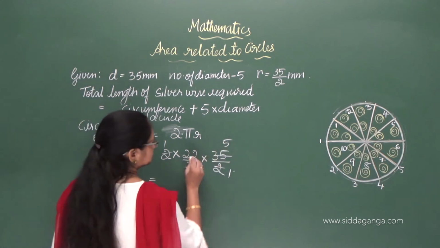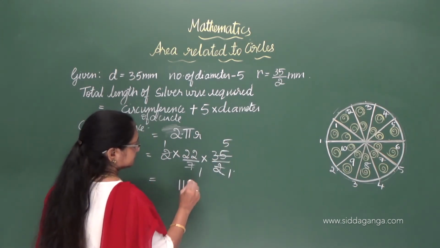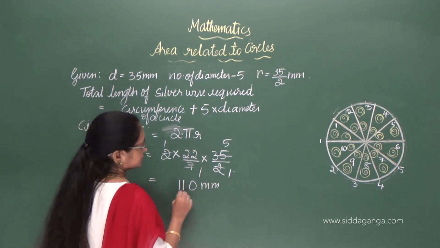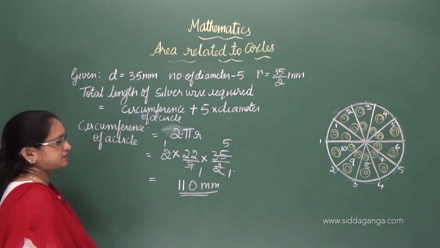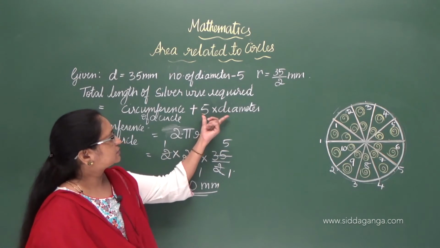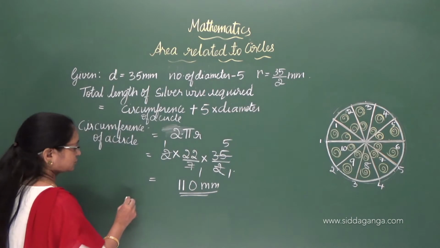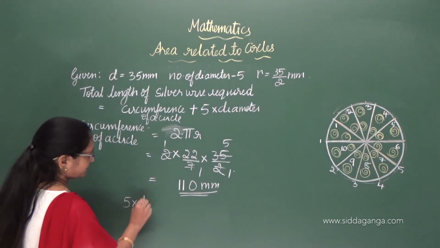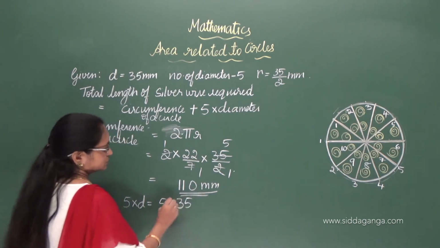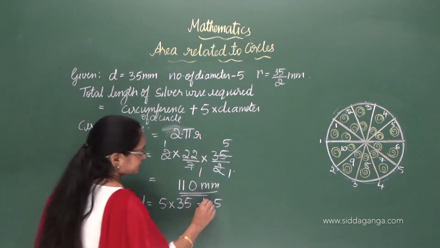Okay, now 22. So 5 2s are 10, 11. So this is the circumference, in millimeters. So 110 millimeter. Then what else do we need? We need the diameter. 5 into diameter. 5 into diameter, the diameter is 35, you all know. So 5 5s are 25, 5 3s are 15, 16, 17, so 175 millimeter.